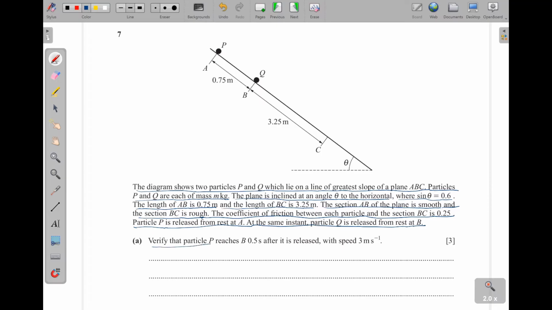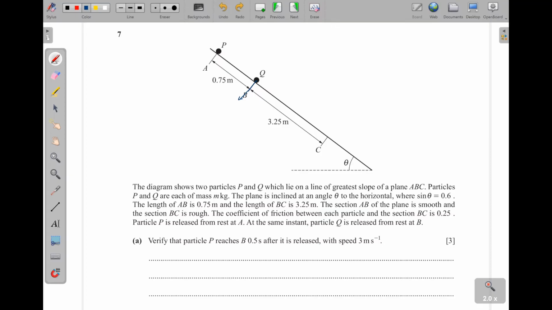Part A: verify that particle P reaches B 0.5 seconds after it is released with the speed of 3 meters per second. Now, the first thing to do is to indicate the forces that are acting on these particles here. I'm going to put here mg cos theta, because of this inclination, the weight is also tilted by the same angle. So we must have mg cos theta here.